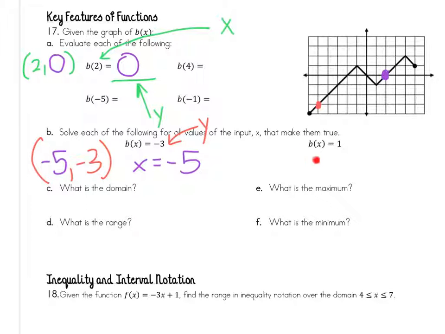What I will tell you as a hint is that you should find 3 x values when b of x is equal to 1. So you should have x equals 3 numbers. Remember, the domain is left to right. So how far left did the graph begin to how far right does it go? We don't care about the up-down values. So think about how far left does it go to how far right it goes.